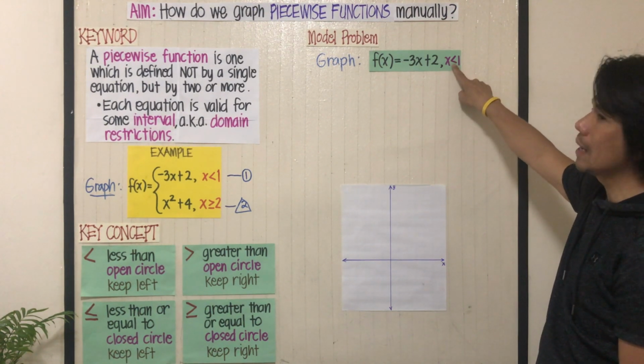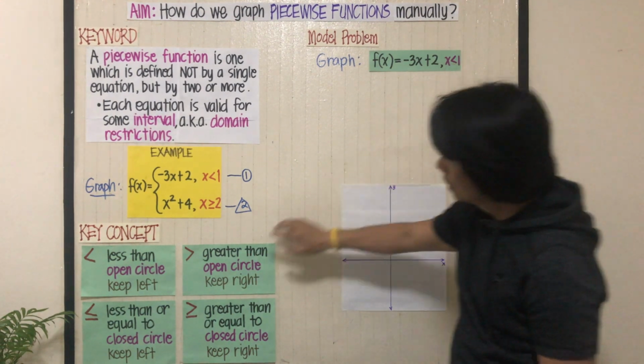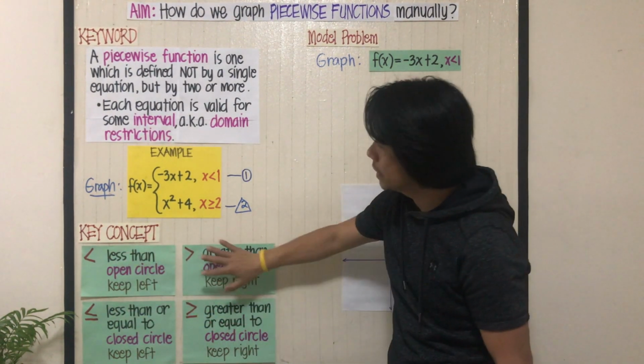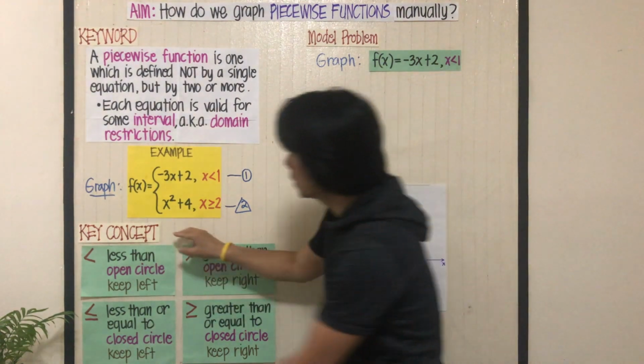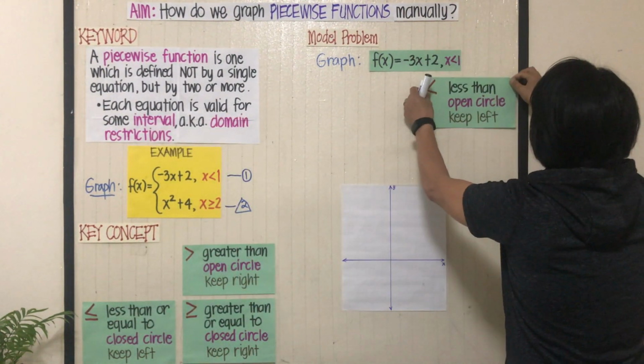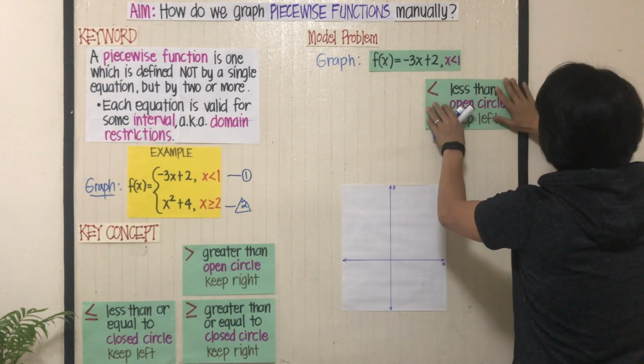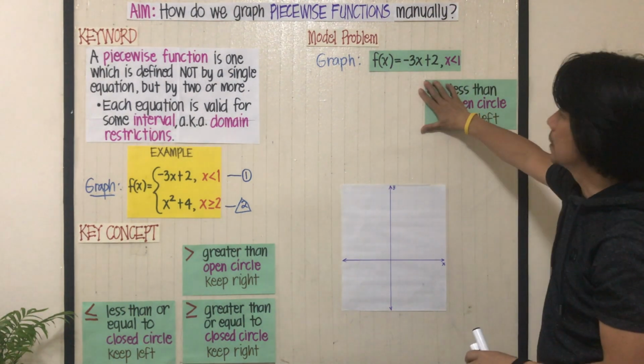Now notice that there is a less than symbol in the restriction, so we're going to take one of these concepts, which is the less than symbol. We're going to put it here, because definitely we're going to use that later. Now, how do we graph this?